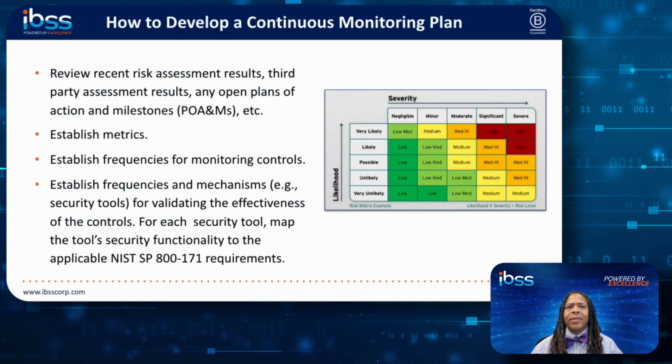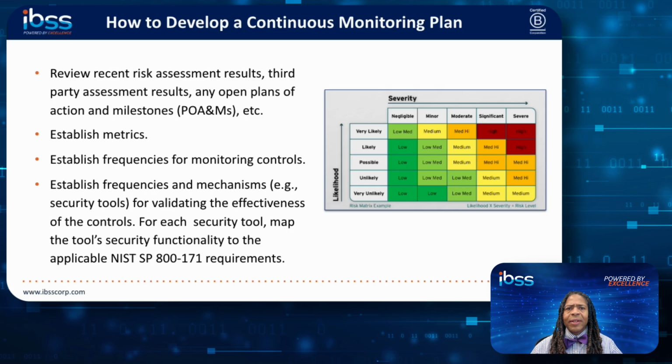We're going to begin with discussing how to develop a continuous monitoring plan. Now, one of the first things we want to do when developing a plan is to review our recent risk assessment results. Everybody should have a risk assessment on file. If you don't, you must conduct a risk assessment immediately. Either conduct one yourself or you can hire a third party to do so. But do get that risk assessment done. So we want to review risk assessment results.